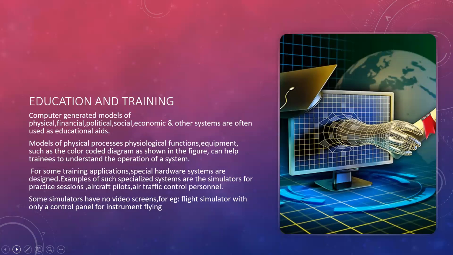So education and training also use computer graphics effectively for training and helping students and many other trainees to overcome the problems of the past visualization. Computer-generated models of physical, financial, political, social, economic, and other systems are often used as educational aids.